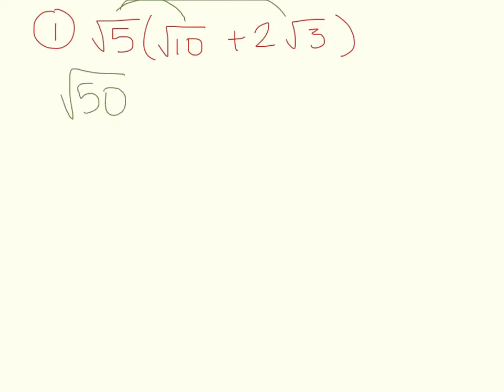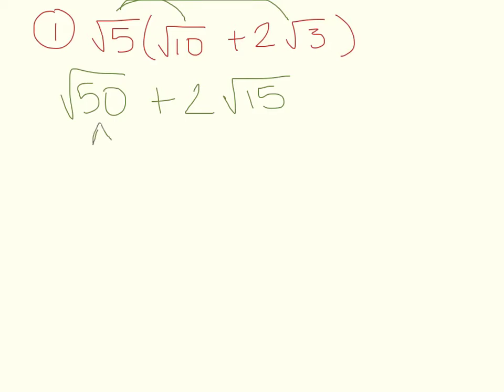And then you take the square root of 5 times 2 square root of 3. Well, the 2 on the outside stays on the outside. There's nothing to multiply with. And the square root of 5 times the square root of 3 is the square root of 15. Okay, so that's your distributing. But now you've got to make sure it's simplified.